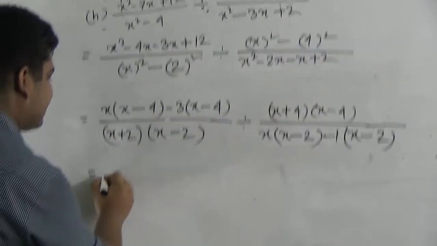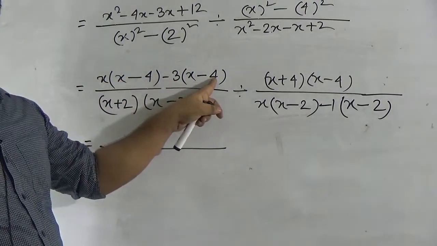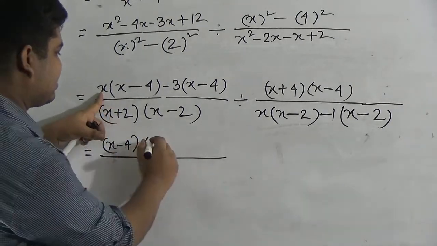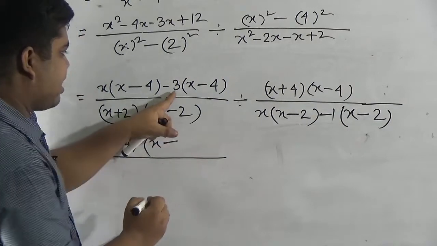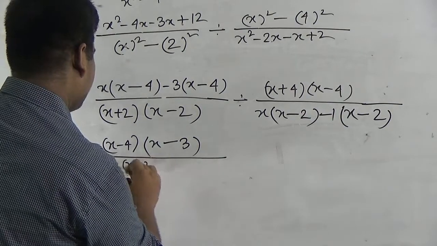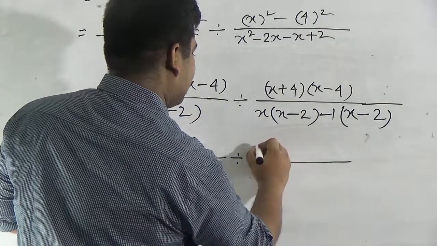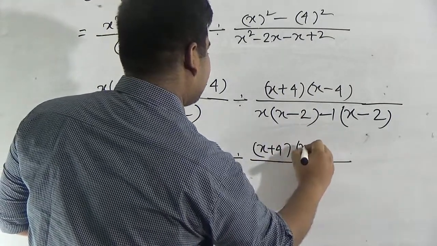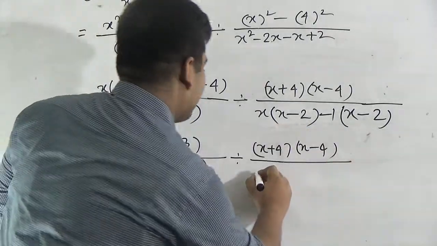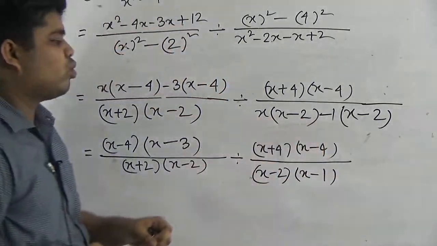Okay, my dear students, notice that from the whole expression x minus 4 is common. So we take x minus 4 common and left here x, and this minus sign is here, and here left 3. Okay, x plus 2 into x minus 2, then the division sign. After that x plus 4 and x minus 4 is written, and from this whole expression x minus 2 is common, x minus 2 common, and left here x and here minus 1.